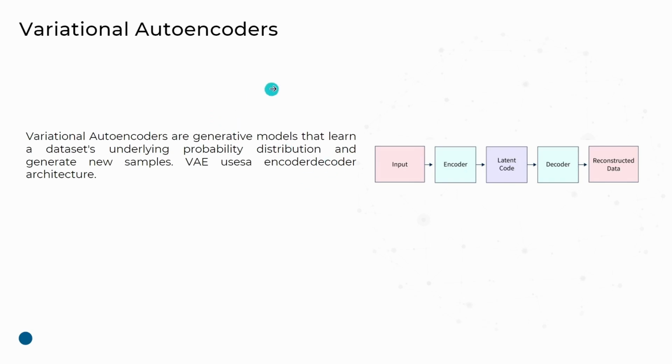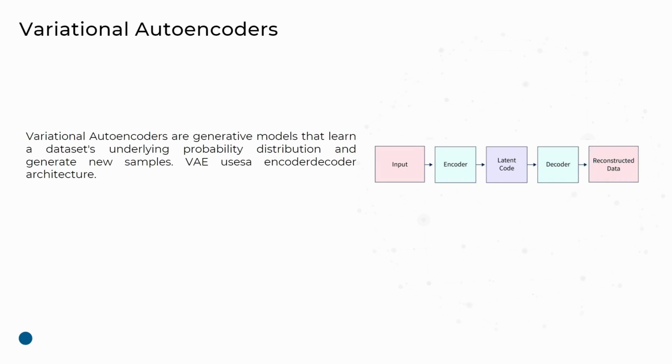Variational autoencoders are a type of generative model in machine learning that is used to create new data samples that resemble the original data. VAEs are popular for generating images, but can also be applied to other types of data such as text or audio. So in this one we have input, encoder, latent code, decoder, and reconstructed data.